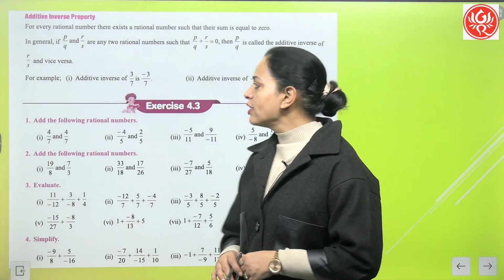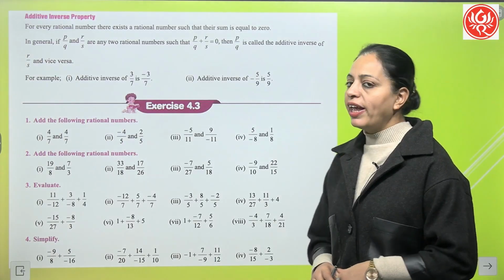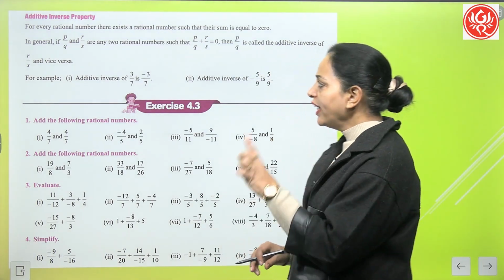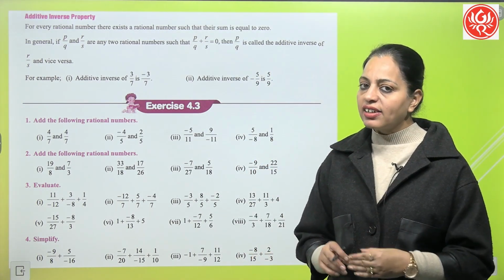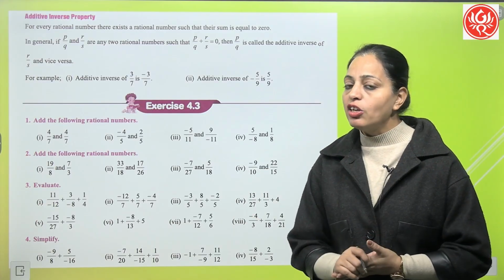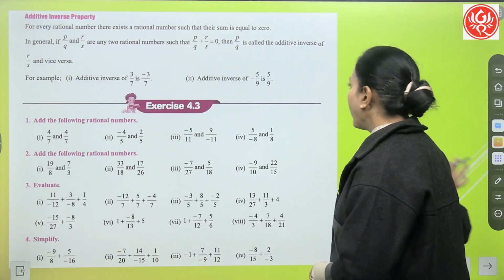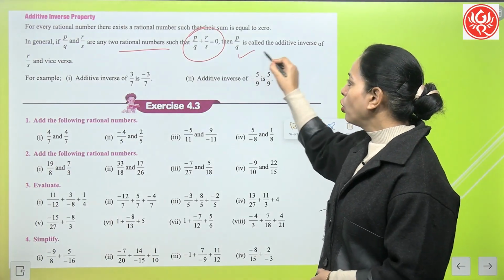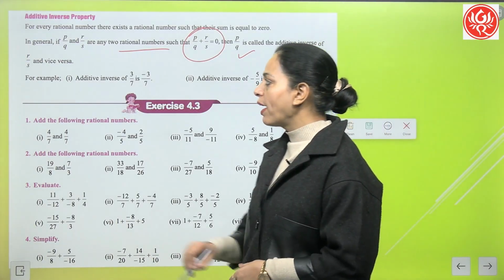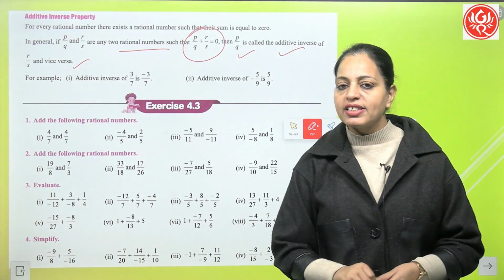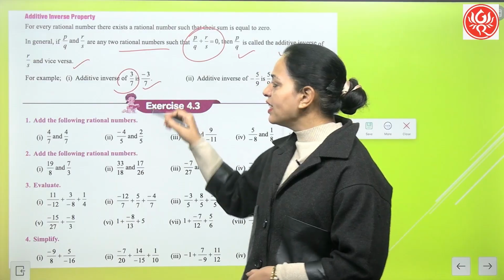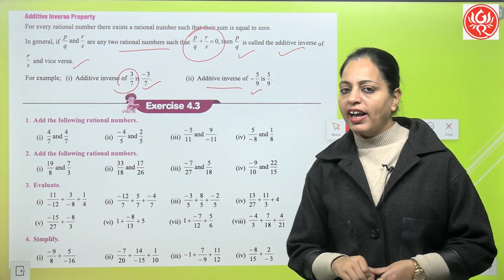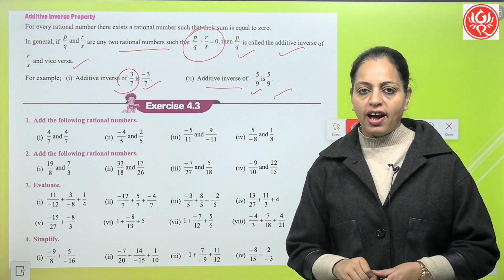Now additive inverse property. For every rational number there exists a rational number such that their sum is equal to 0. हर एक rational number के लिए एक ऐसा number exist करता है कि उनका sum क्या बन जाए 0. See, if P by Q and R upon S are two rational numbers and their sum is 0, it means P upon Q is called the additive inverse of R by S and vice versa. See, additive inverse of 3 by 7 is minus 3 by 7. और ऐसे ही additive inverse of minus 5 by 9 is plus 5 by 9, right?